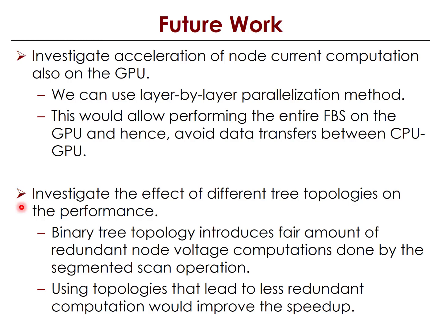We also plan to investigate the effect of different distribution tree topologies on the performance. We plan to use topologies that lead to less redundant computation in parallel segmented scan, which is utilized to compute voltages in forward sweep stage. We use synthetic binary distribution trees in our experiments, and the binary tree topology introduces a fair amount of redundant node voltage computations. So if we have a topology where we have less overlap across different paths from root node to leaf nodes, which means paths or segments share fewer nodes, we would have less redundant computation. And in turn, our speed up would be improved.